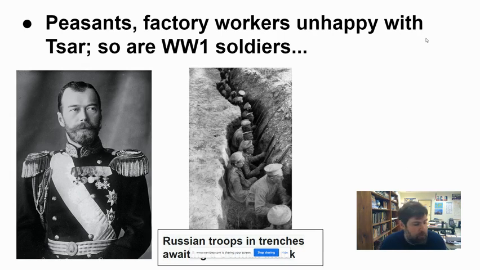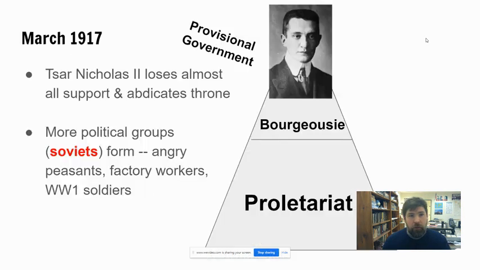and Russia doesn't manage World War I very well. It's a terrible war for everybody, but Russia is in particular hit pretty hard. The soldiers are unhappy, and there's no more room for the Tsar to continue being in charge at this point. In March of 1917, there is the first Russian Revolution, the March Revolution, in which Tsar Nicholas loses all support and he abdicates the throne. Abdicates means he gives it up.